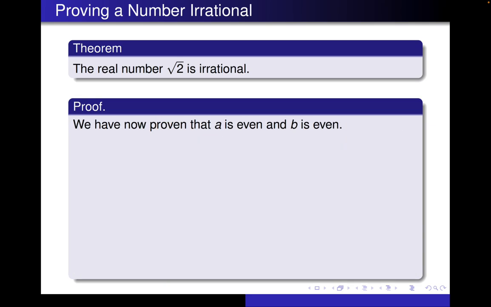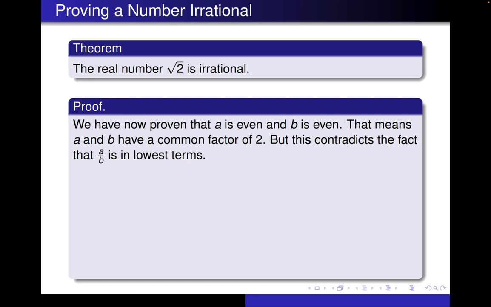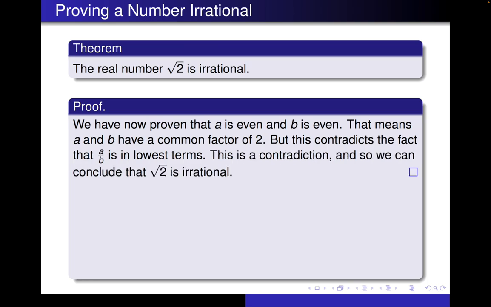And now we've sort of been running our reader around in circles, so it's good to center ourselves and remind our reader, here's what we've proven. We proved that a is even, and then we also proved that b is even. And that means a and b both have a common factor of 2. And now we hit them with the contradiction. But this contradicts the fact that a over b is in lowest terms, since a and b have a common factor of 2. This is a contradiction. We're telling our reader we have a contradiction, so they know that the end of the proof is here, and so we can conclude that square root of 2 is irrational.